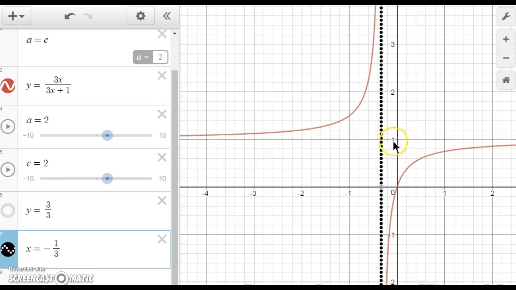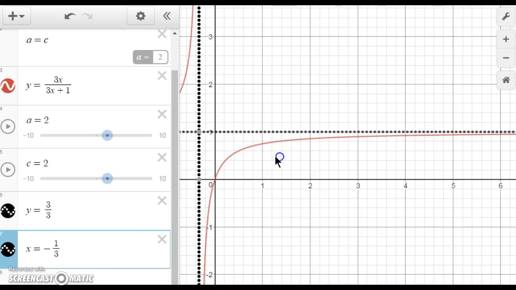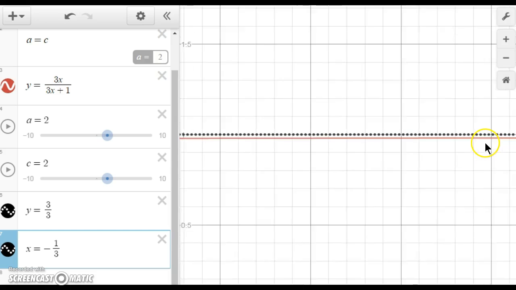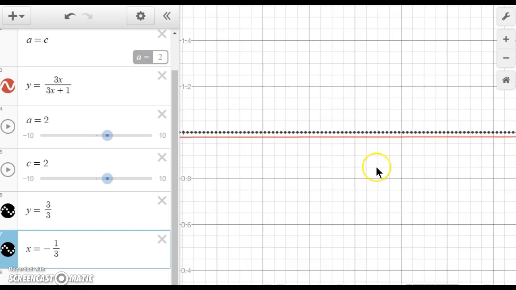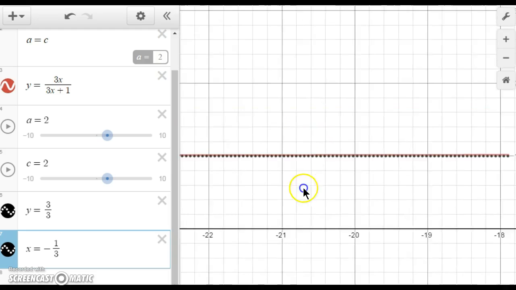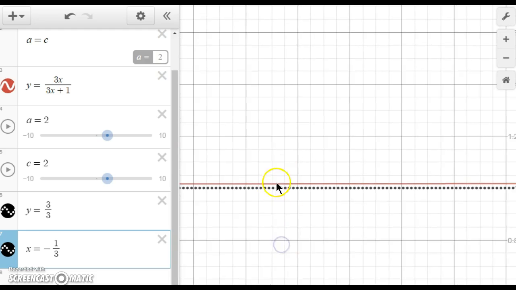For now it looks like it's at 1, right? If you look at the graph, it looks like the horizontal asymptote is at 1. Let's show it, and it is at 1. See, if I go towards the right, it might look like it's touching, but there is actually some gap between them. If I go to the left, I can zoom in, zoom in, zoom in. You can see that there is some gap there.